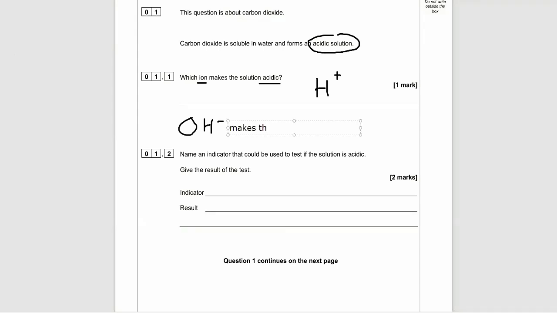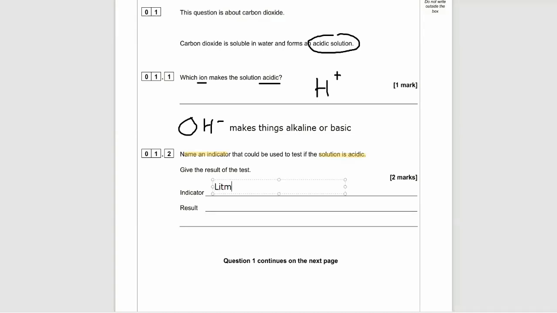Remember the OH minus ion, which is known as the hydroxide ion, is what makes things alkaline. Okay, so the hydrogen ion or H plus ion makes things acidic, and the OH minus ion makes things alkaline. So when carbon dioxide goes in water, it causes the release of H+.